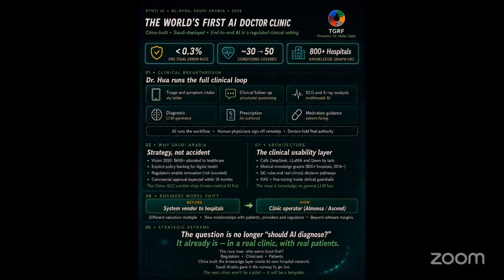In the post, they reported, as I mentioned, the pre-trial error rate is under 0.3%. Would it be enough for us to trust an AI doctor clinic, or would we still need independent validation, like real-world safety outcomes, clear escalation rules, physician accountability, and regulatory oversight before using it with real patients? Should we trust the number or should we first trust the system around the number? All right. Does anyone want to answer this question?